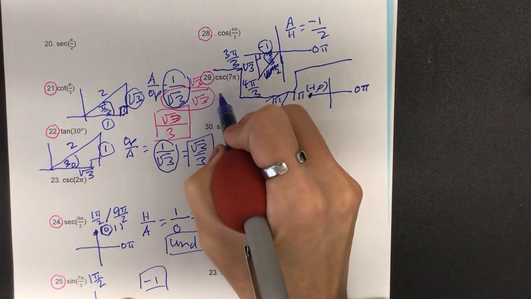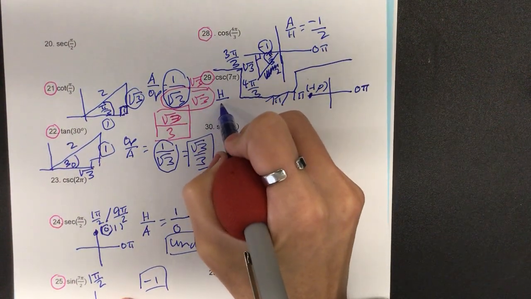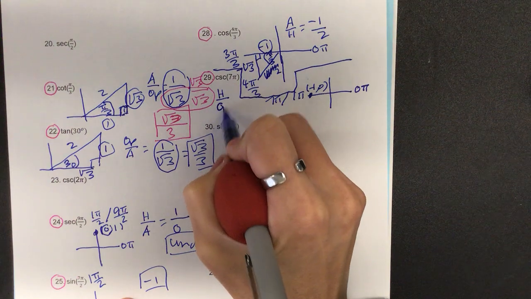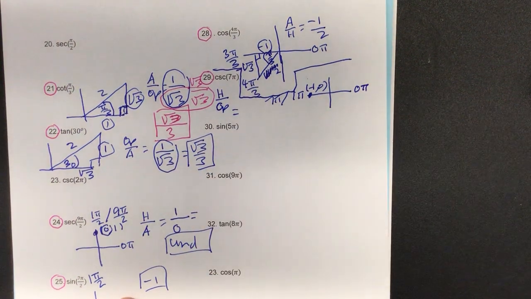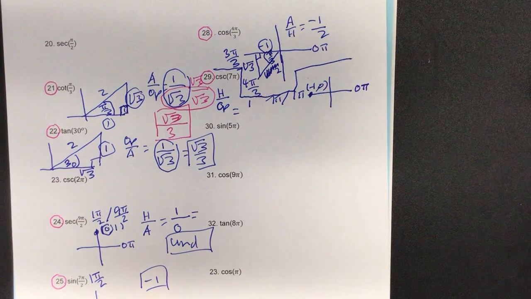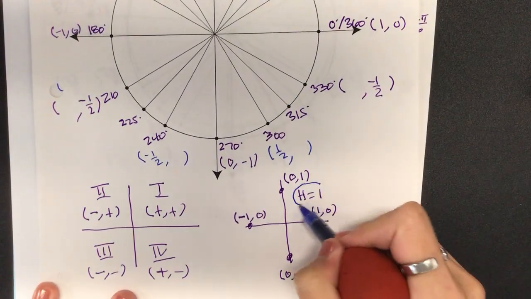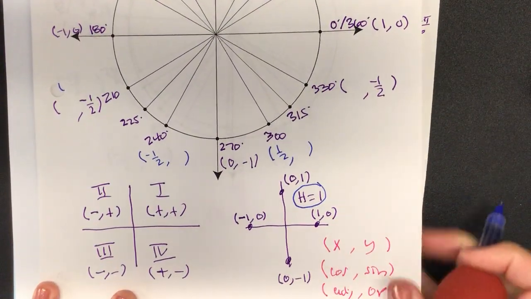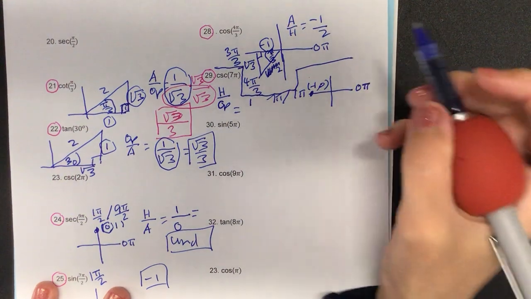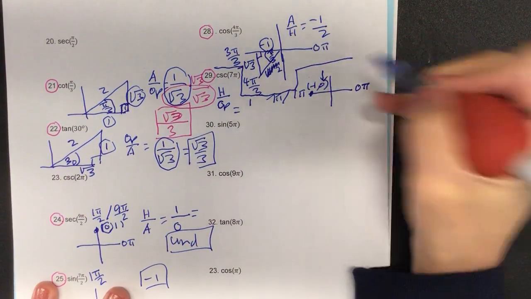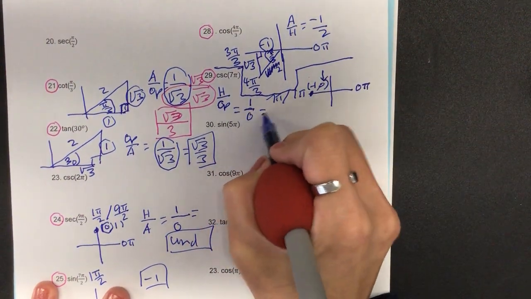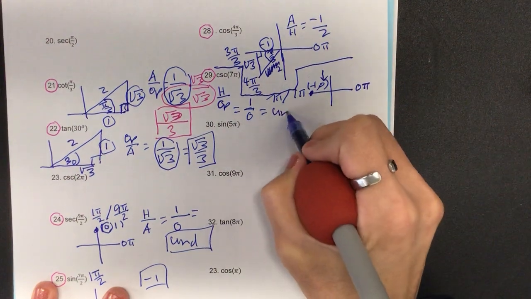And cosecant is hypotenuse over the what? Opposite. So my hypotenuse on the quadrantal is always 1. And if you forgot, we wrote hypotenuse is always 1. And then I need my opposite. Opposite is our y value. What's my y value here? 0. So this answer again becomes undefined.